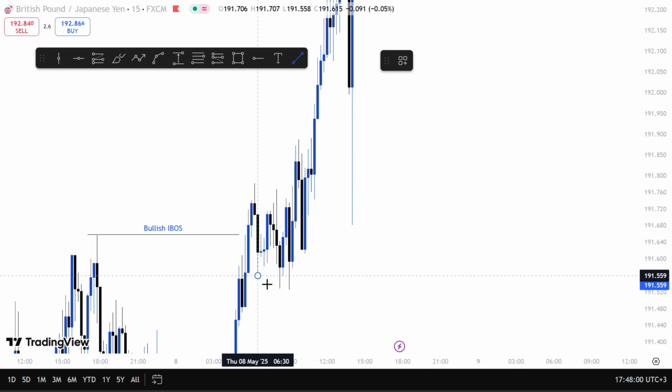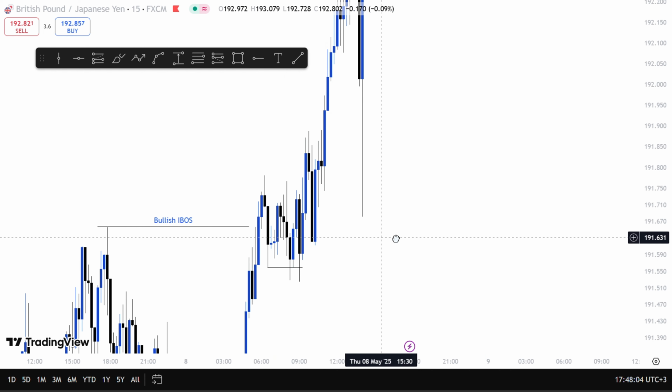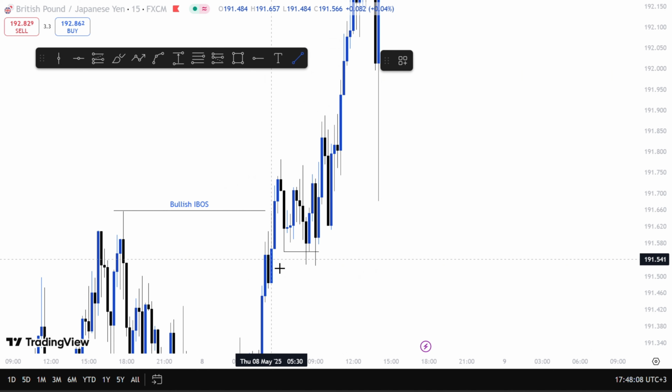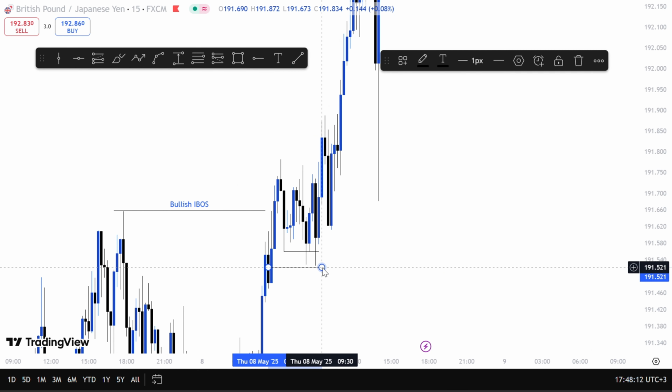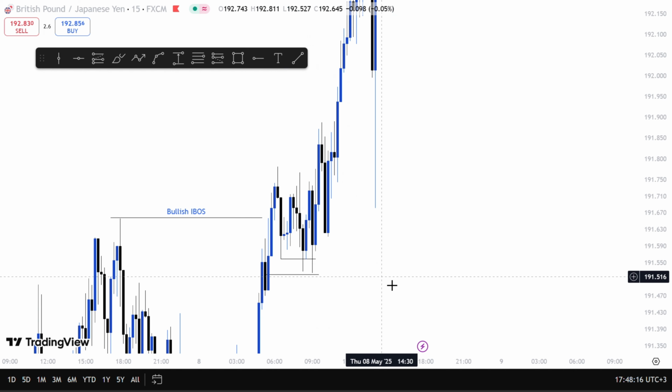First things first, we failed to close below. Also, I saw this 15-minute level. I knew that this was going to hold price, and we just merely touched there. It missed it. It's alright though, it's okay, it's part of trading.